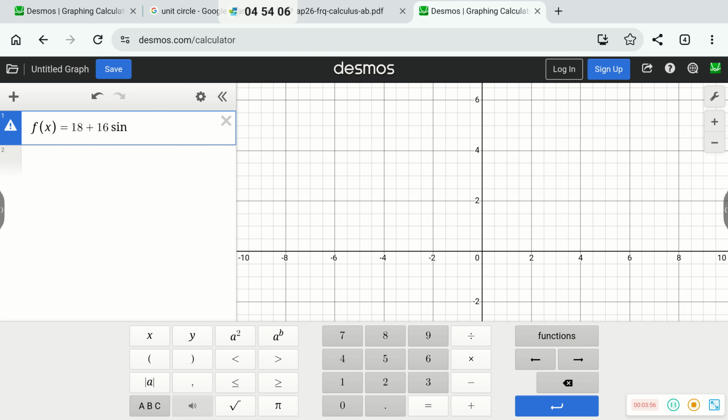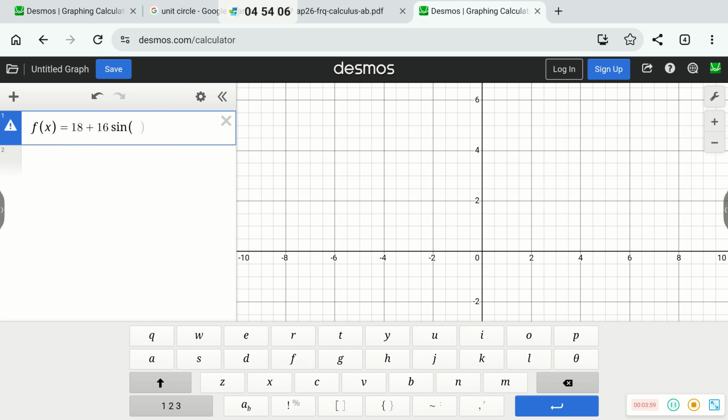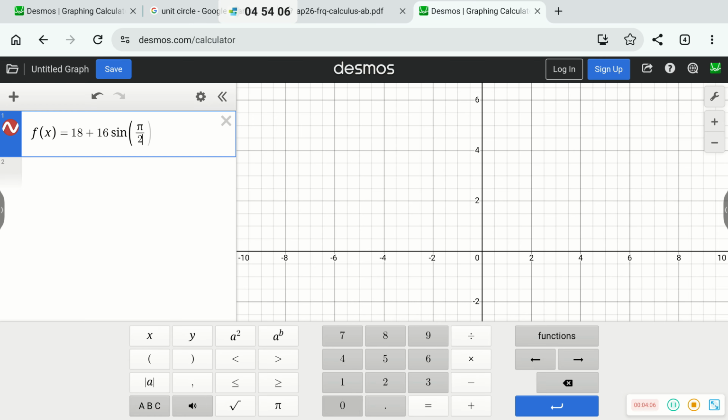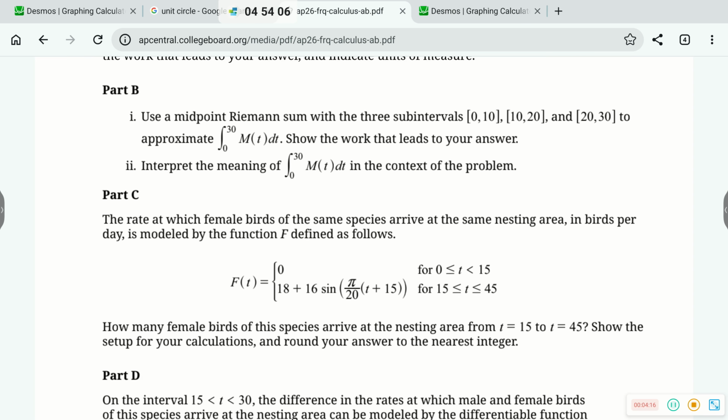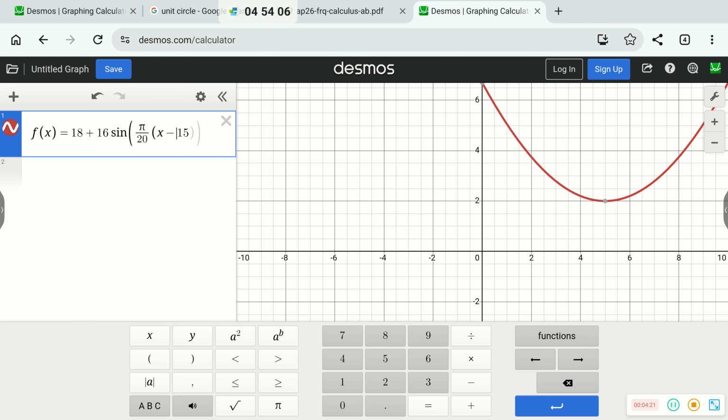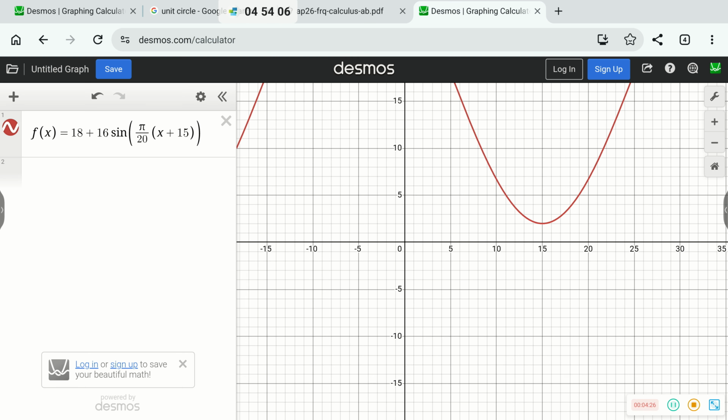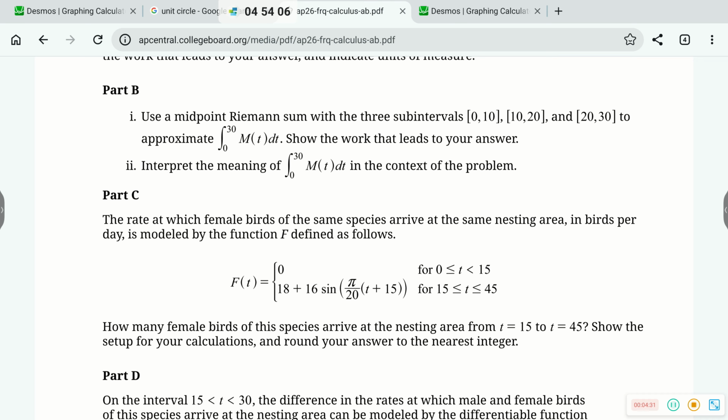Sine of pi divided by 20, times x. I know it says t there, I'm going to say x. x minus 15, I think that's right. Let's see how I did. 18 plus 16, oh, it's plus. My bad. Plus up there. So that's what we look like. 18 plus. Okay, so what to do with that?